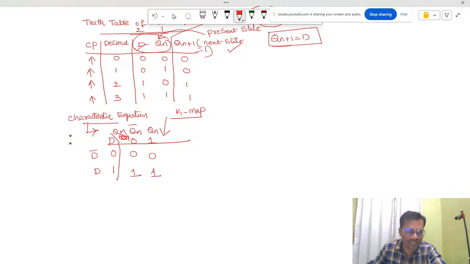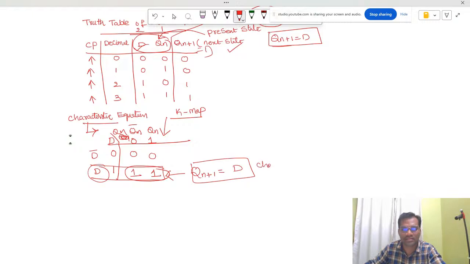So here you can see you have got two groups of values, and you are going to encircle them, and you are going to find 0 0 1 1. These are nothing but the next state, which is Qn plus 1, so they are getting mapped. You can see these two are linked with the D value. Therefore, Qn plus 1 is equal to D is the characteristic equation of the next state using a K-map.